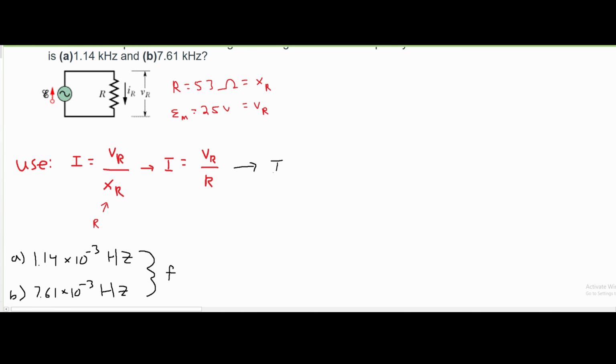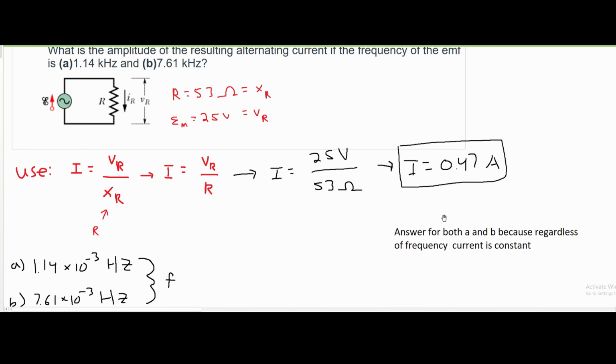That means that I is just going to equal 25 volts over 53 ohms. And if we plug this into our calculator, we can see that we get approximately 0.47 amps. This is going to be the answer for both A and B, because regardless of frequency, the current is constant.